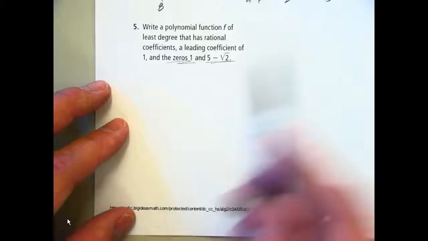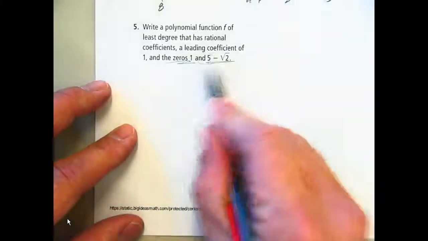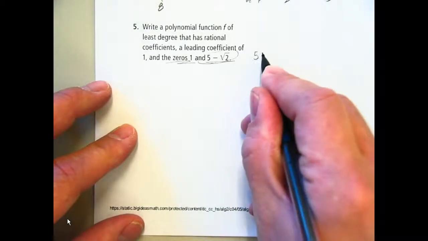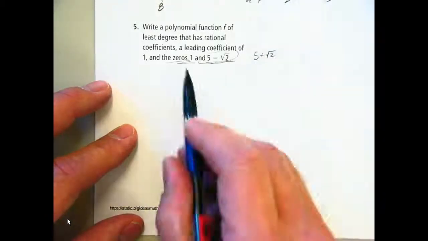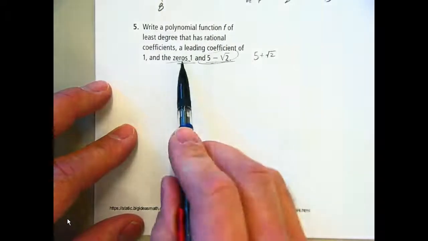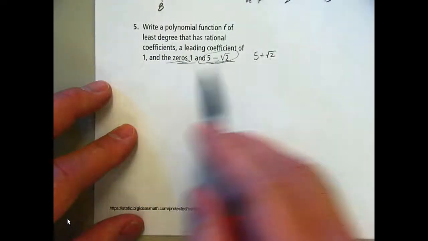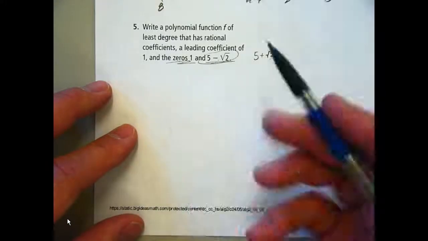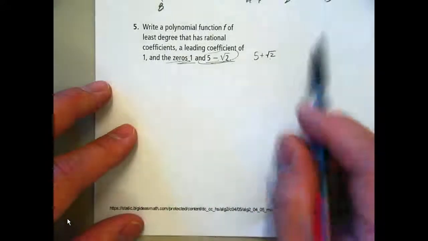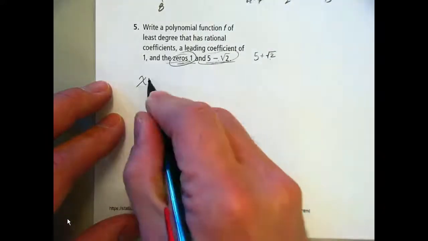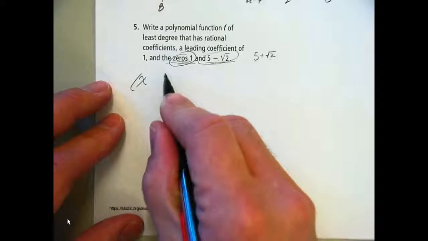Now, remember, we talked about one of our theorems yesterday. If we have a 5 minus root 2 as a 0, we also have a 5 plus root 2. And that just tells us if you're doing the least degree, how many zeros? 3. So this is an x to the 3rd power. That's what that means. Now from here, what I would do is I would write this 0 out as a factored form. How would we write that?